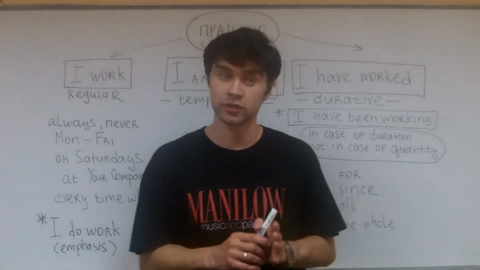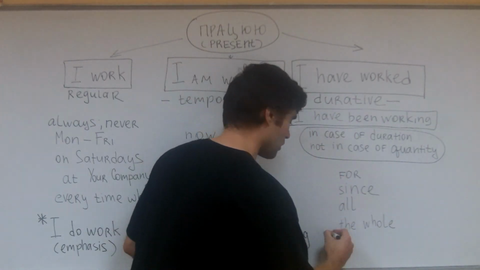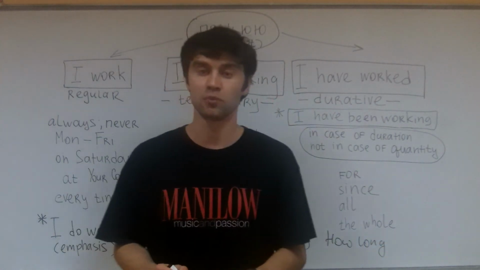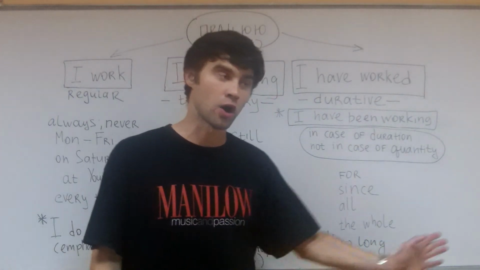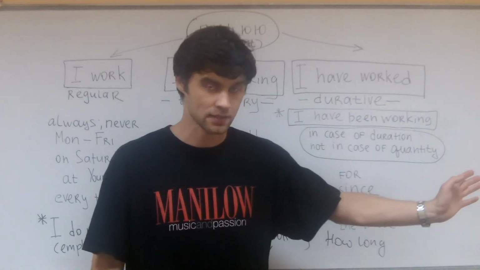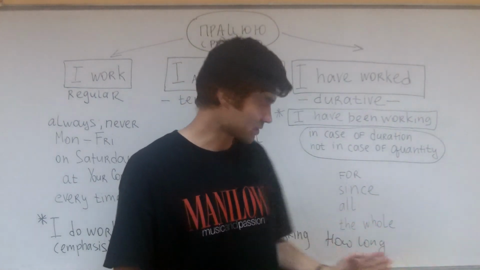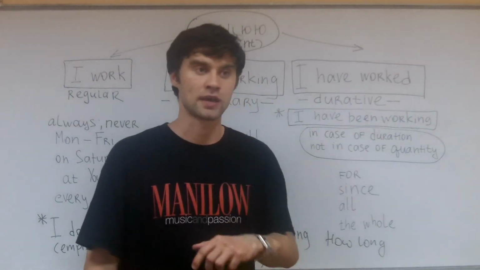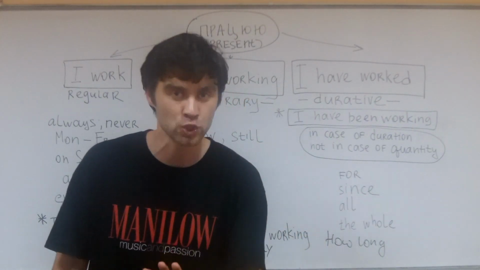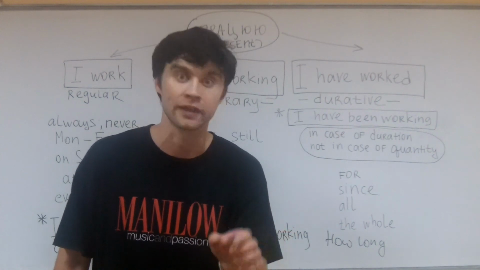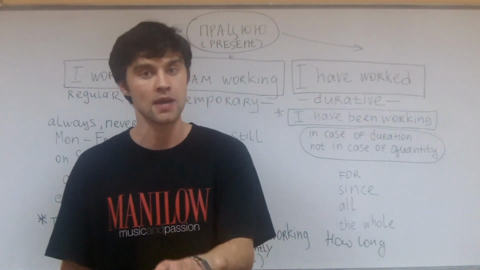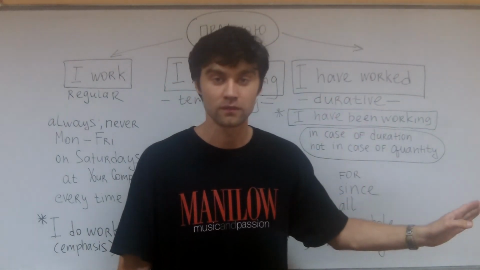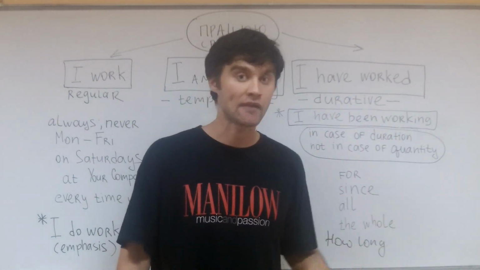Now, if you make a question here, in this case, with the word how long, again, it's more usual to say, how long have you been working? All right? How long have you been working? Because long, duration. Now, when you are talking about a stative verb, a verb that is not used with ing endings, like know, then you can say, how long have you known him? How long have you known him?